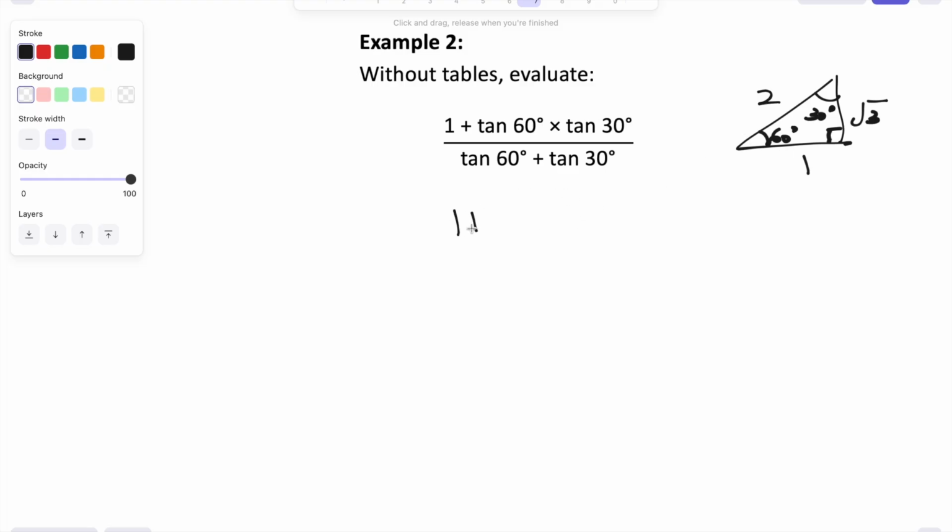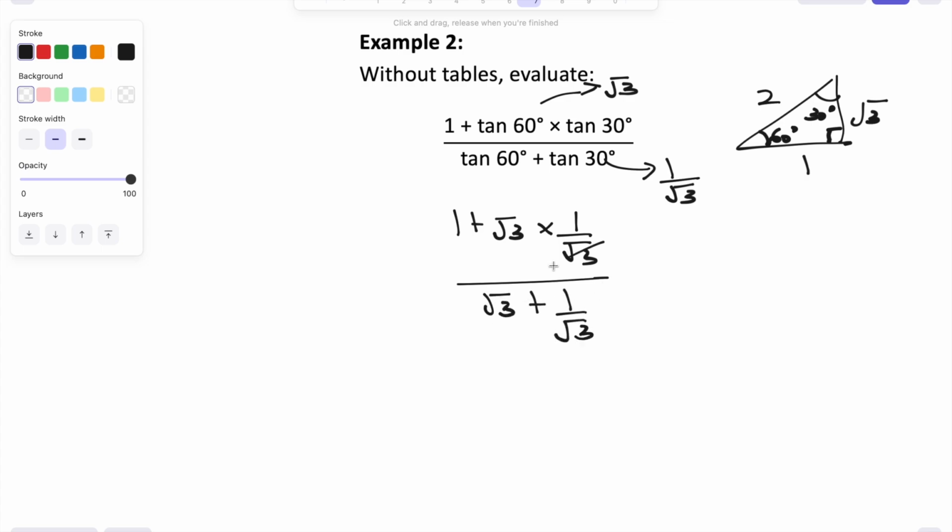So this will be 1 plus tan 60. This will be opposite over adjacent, right? So tan 60, this is opposite root 3 all over adjacent. That will be root 3. Great. And then our tan 30, this 30 degrees opposite over adjacent. So that's 1 over root 3. Great. So we have 1 plus root 3 times 1 over root 3 all over root 3 plus 1 over root 3. So this will cancel this.